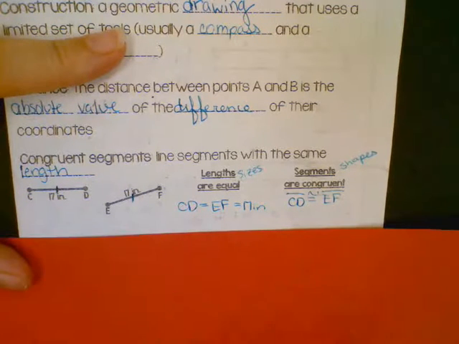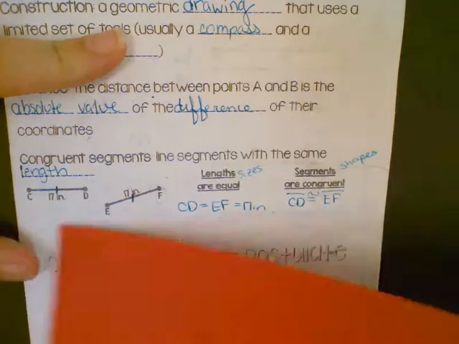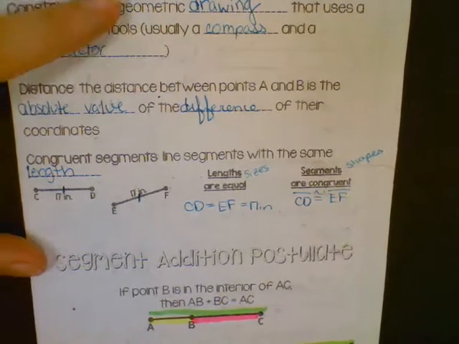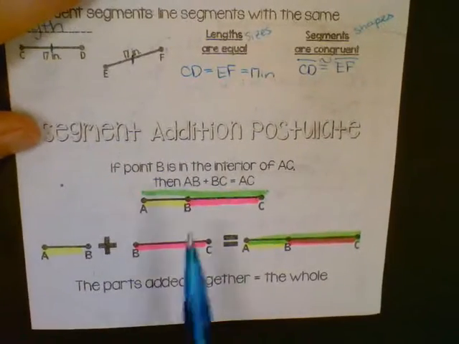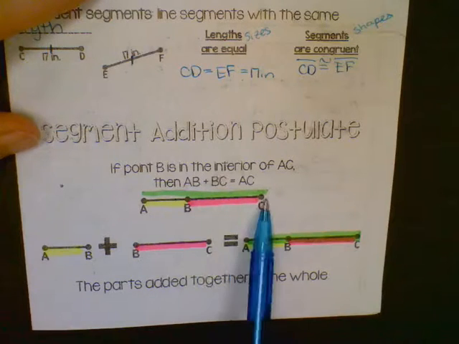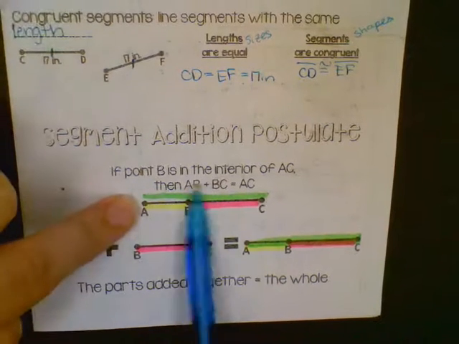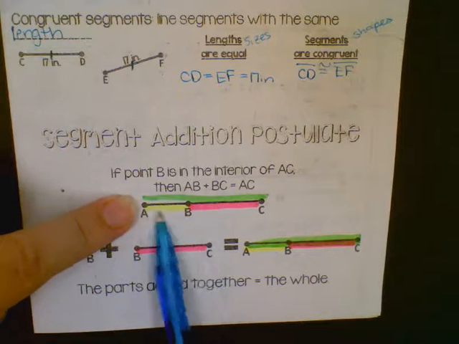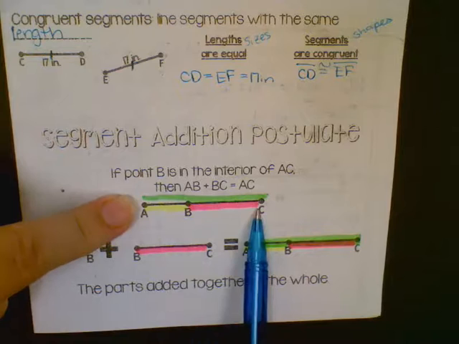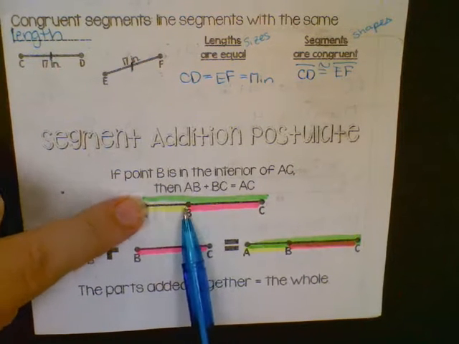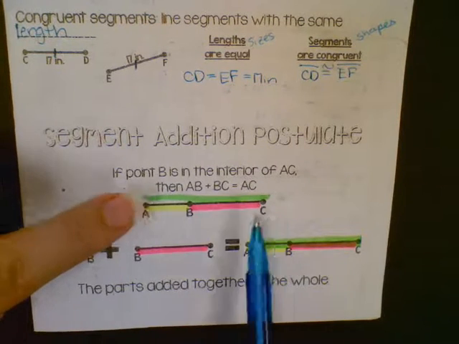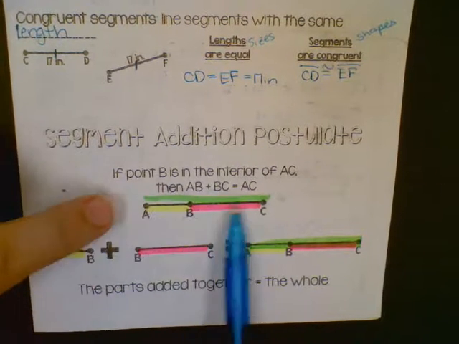Then we're going to talk about our first postulate, which is just something that you assume is true. It's called the segment addition postulate, and it tells us that if we have a point on the interior of two other points, so B is on the inside of AC, we have this whole segment AC, and B on the inside breaks the segment into two other pieces. If we add those pieces together, AB plus BC, then we're going to get the whole thing. So the two parts added together equal the whole.